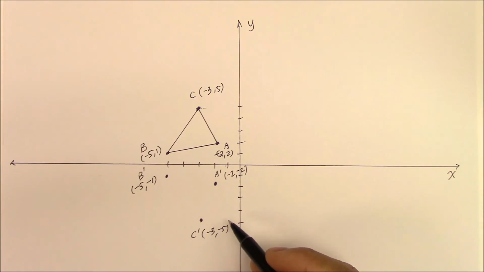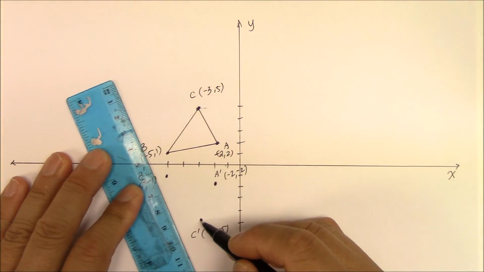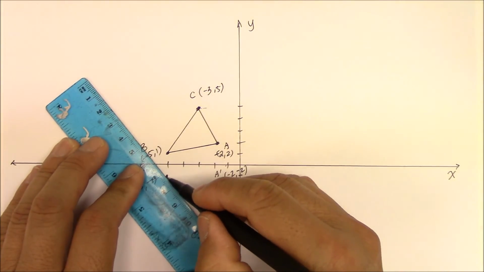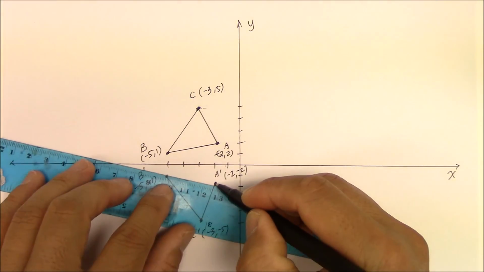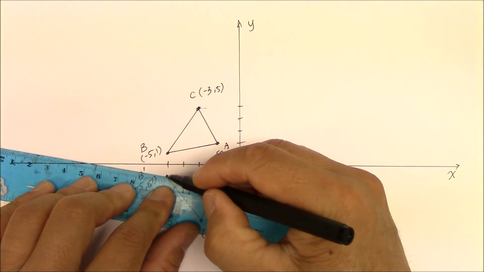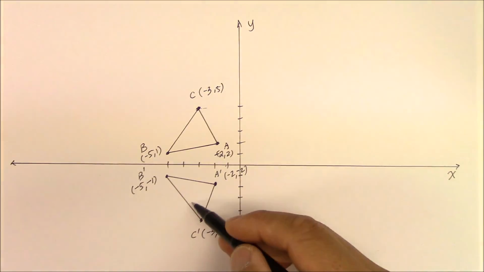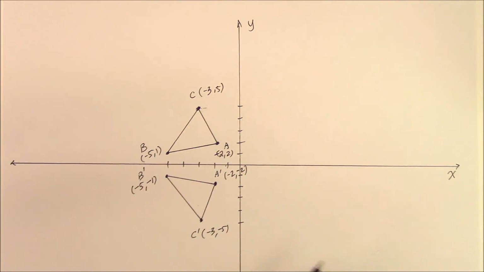Now you draw a line between those three vertices, and what you're going to end up with is a perfect mirror image that is reflective of this over the x-axis. That's called a reflection. All right.